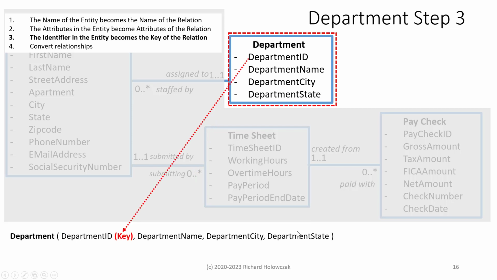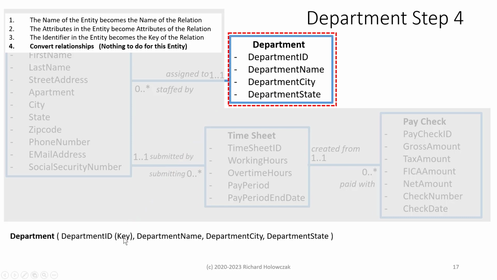The third step, the identifier of the department, in this case it's department ID, will become the key in the relation. So down here we have our department relation. Department ID we now say is the key. And the fourth step is to convert any relationships. Now, because department only appears on the one side of a one-to-many relationship, there's nothing to do for this fourth step for the department entity.